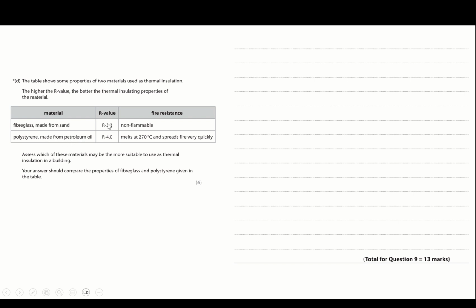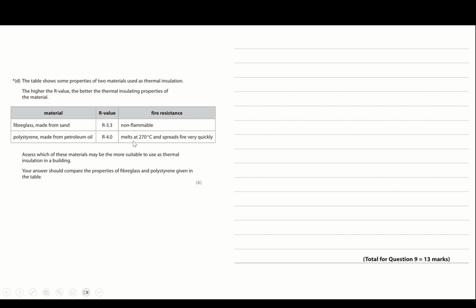It tells us the R value. The better the insulator, the higher the value. So this is a better insulator than fiberglass. So polystyrene is a better insulator, but the numbers are pretty close. It's not like they're massively away from each other. Okay, next part. Fiberglass is non-flammable. Well, we want to use this as thermal insulation in a building. So having something that could set on fire is not a great thing. So we're going to have to talk about that.